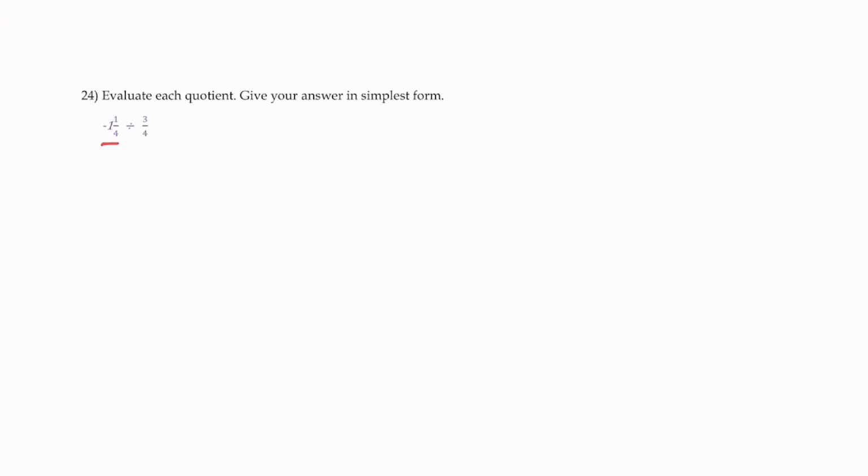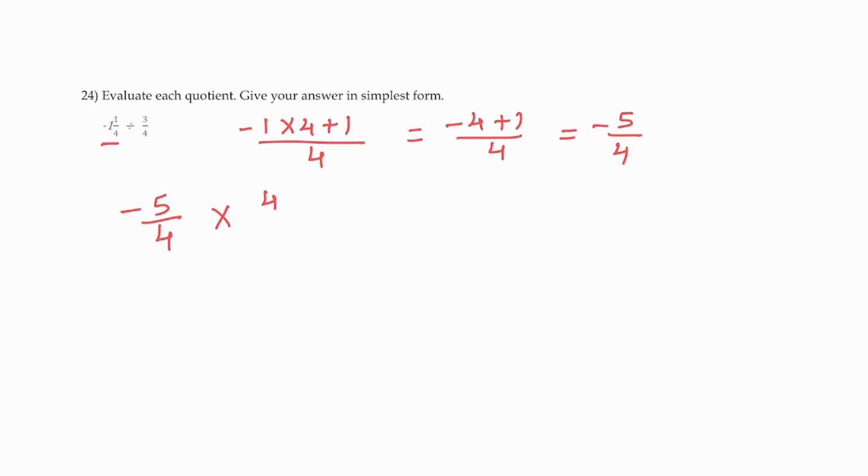Done. Now conversion. So this is going to be minus 1 times 4 plus 1 over 4, which is minus 4 plus 1 over 4 and minus 5 over 4. So minus 5 over 4 times 4 over 3.